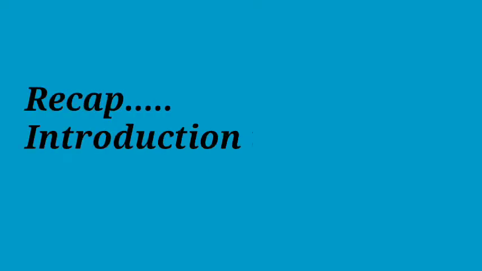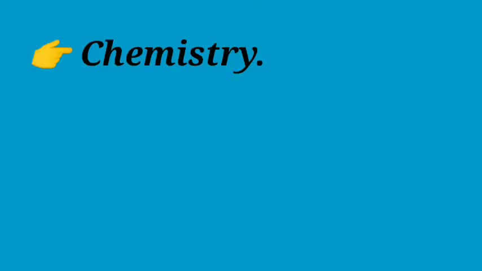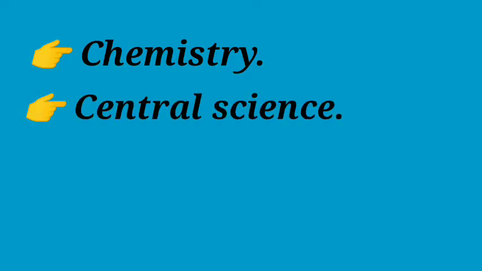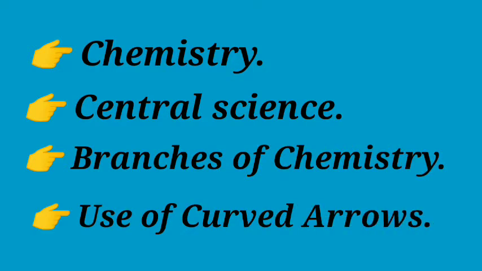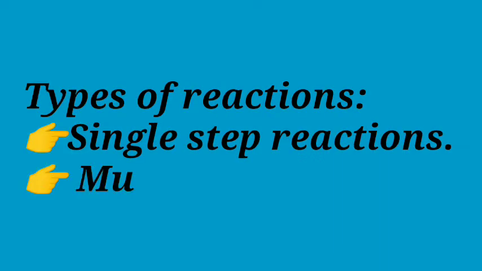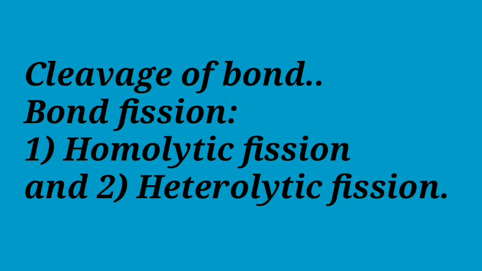So, students, in our last lecture, we discussed the term chemistry, isn't it? We have seen why it is called a central science. We have also discussed the different branches of chemistry, use of curved arrows in organic reactions, and types of reactions like single step and multi-step reactions, along with cleavage of bond, that is bond fission, homolytic fission, and heterolytic fission.